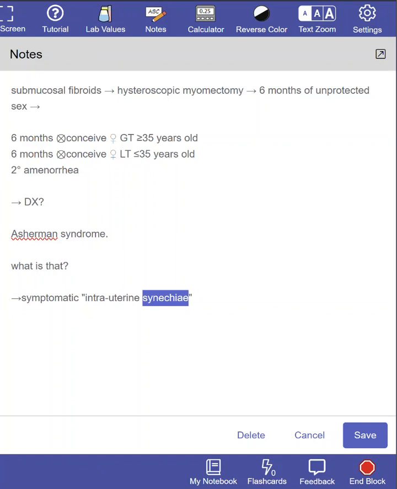So one of the keys to this is, what test do you do? You do a progesterone withdrawal test where you give progesterone and you take it away.